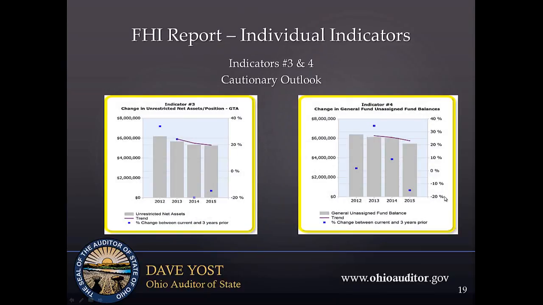For a cautionary outlook, you will see that the trend is showing a downward movement, and the blue square is showing you that it's dipped between 10 and 20% in both cases.